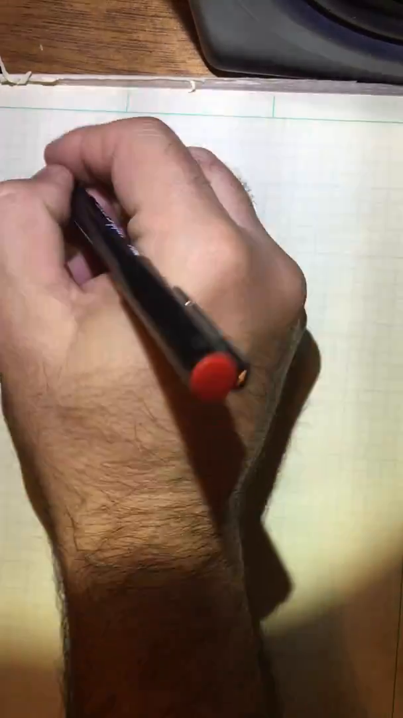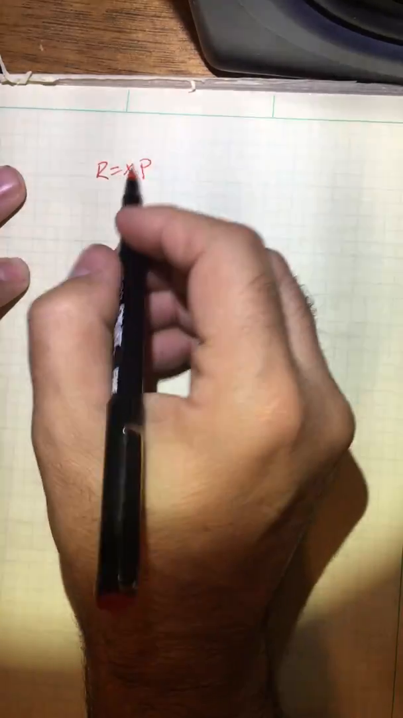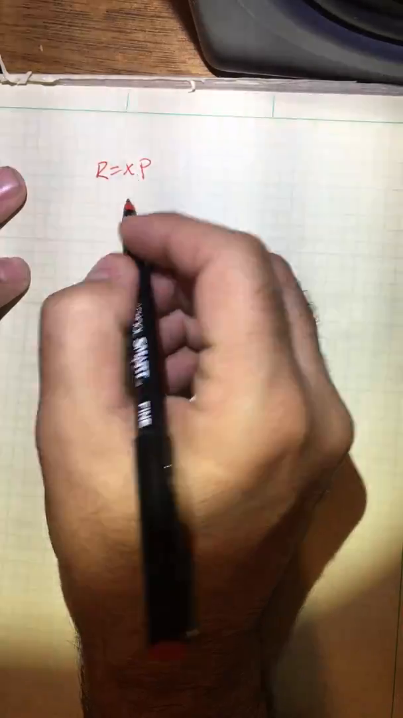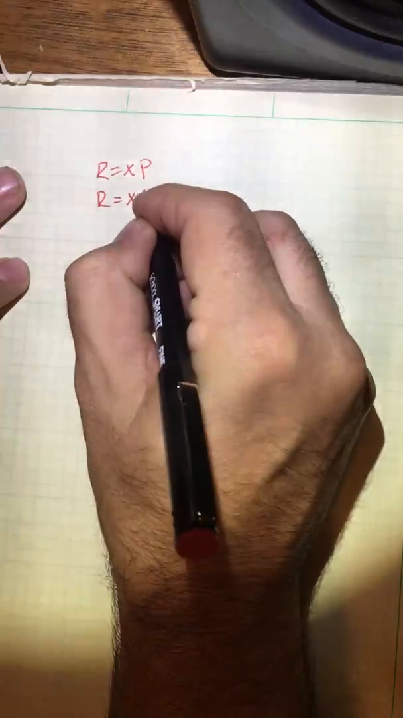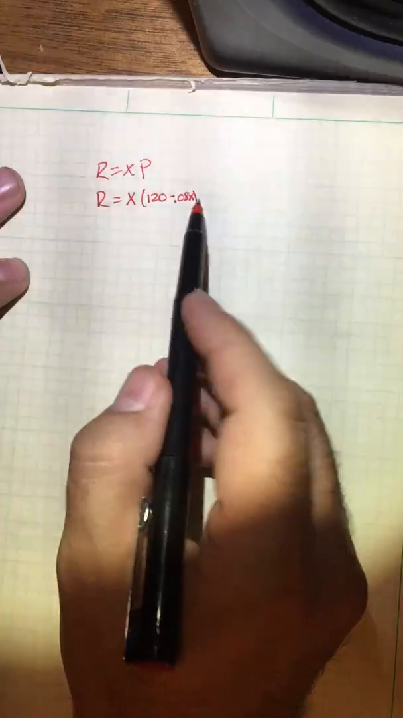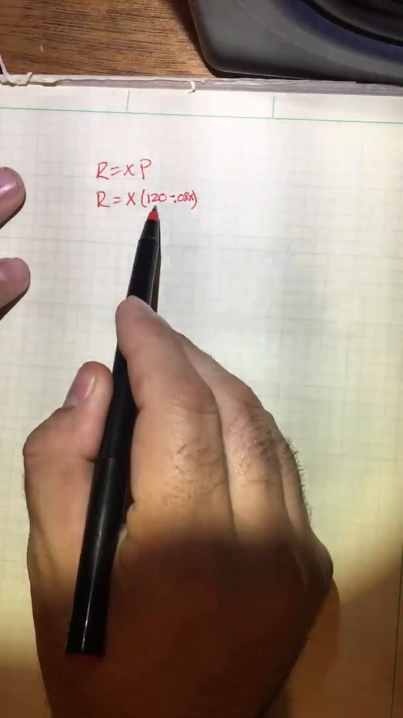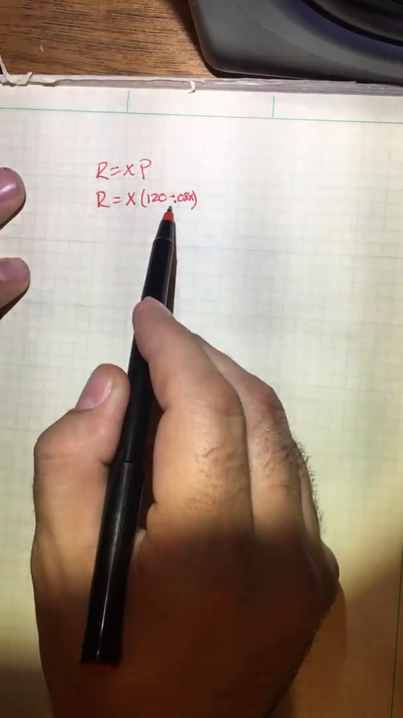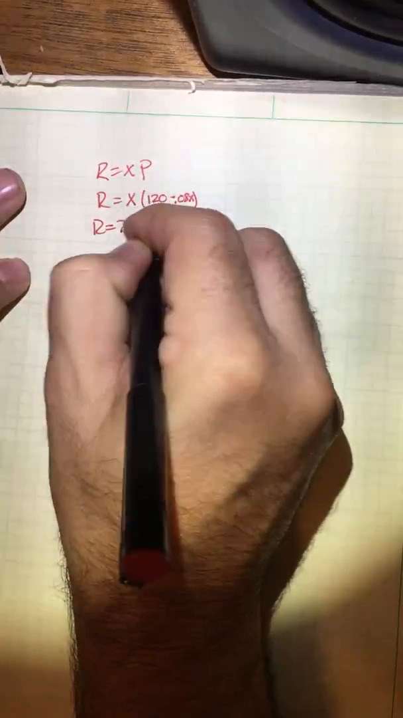Okay, so what do we know? They told us that R equals XP, so this is our revenue equation, where X is the number of items sold and P is the price. So our revenue equation is going to be the number of items times the price, which is 120 minus 0.08x. This is how much money we're going to bring in, and we want it to equal $7,620. So we want R to equal 7,620.